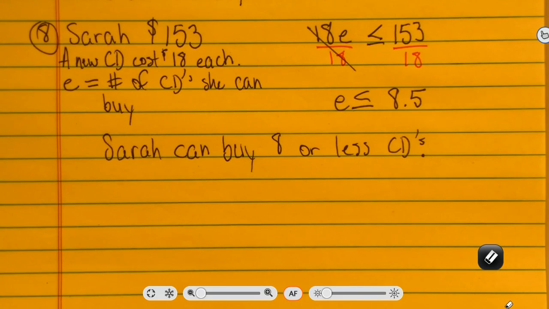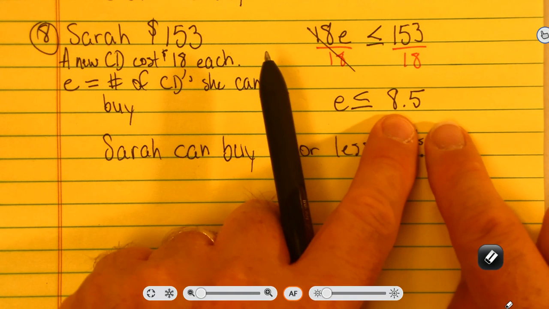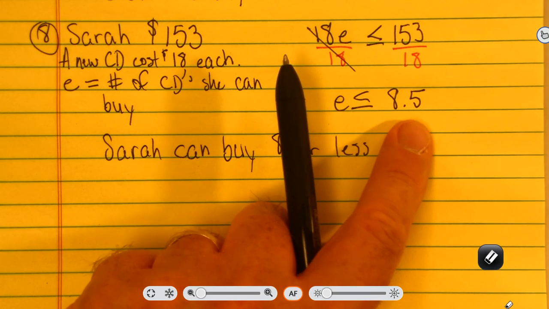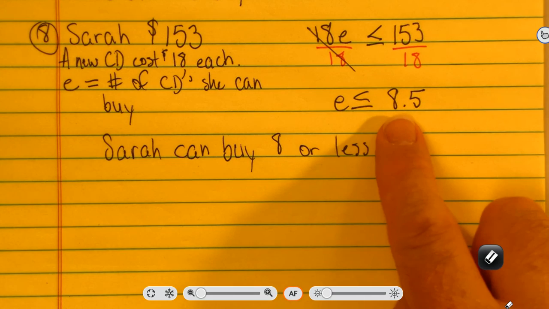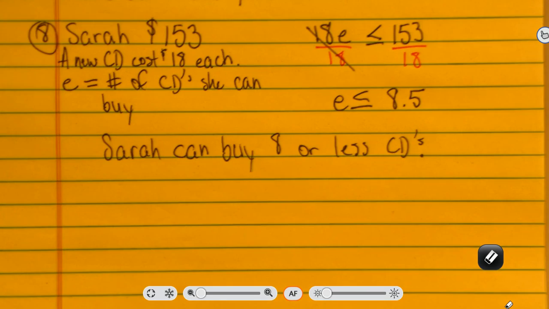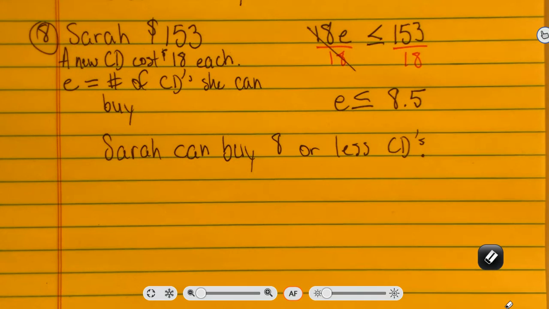Because if she buys more than 8, she will go over her budget. Well, yeah, but it said I could buy 8.5. What? You can't buy half of this. Ah, exactly. Very good. I didn't write down that she can buy 8.5 CDs. Devin's got it right. You can't buy half a CD. If you could, it wouldn't play, because it's spun around. Good job. Good answer. All right, let's look at number 9.